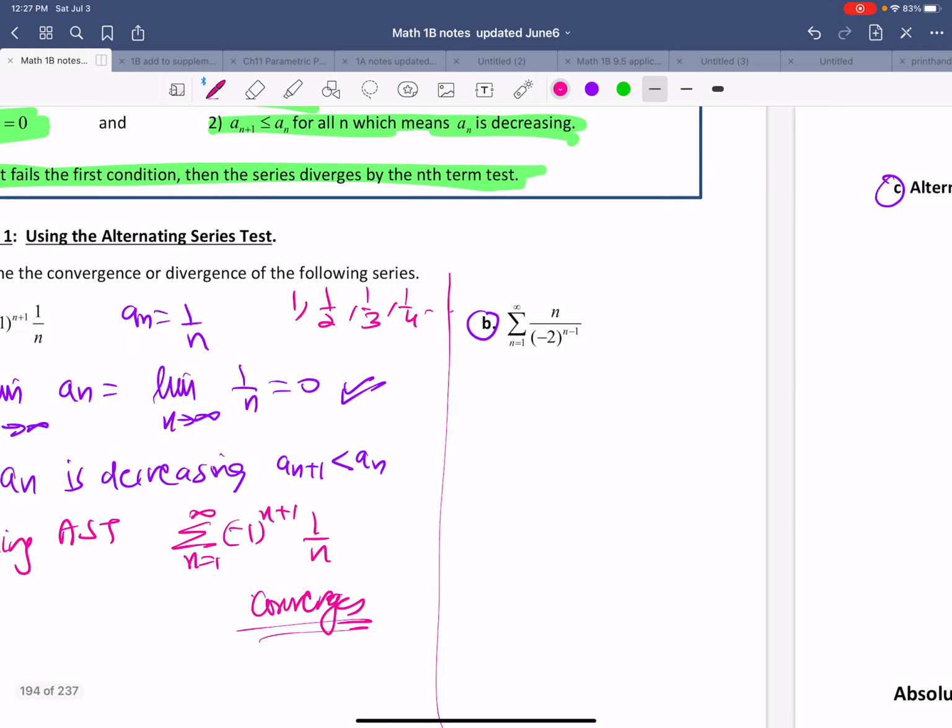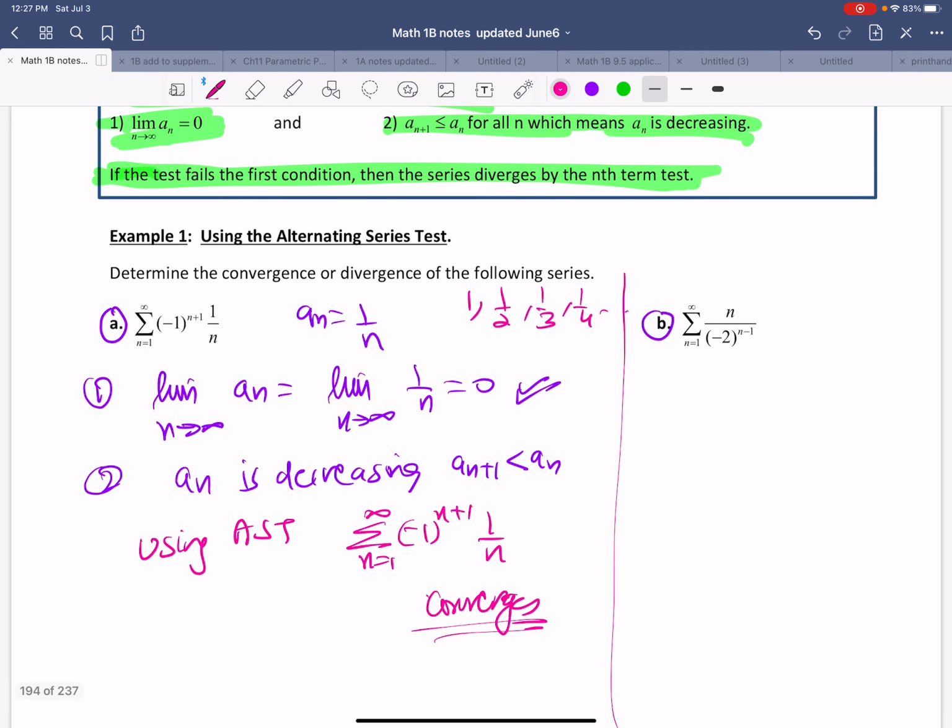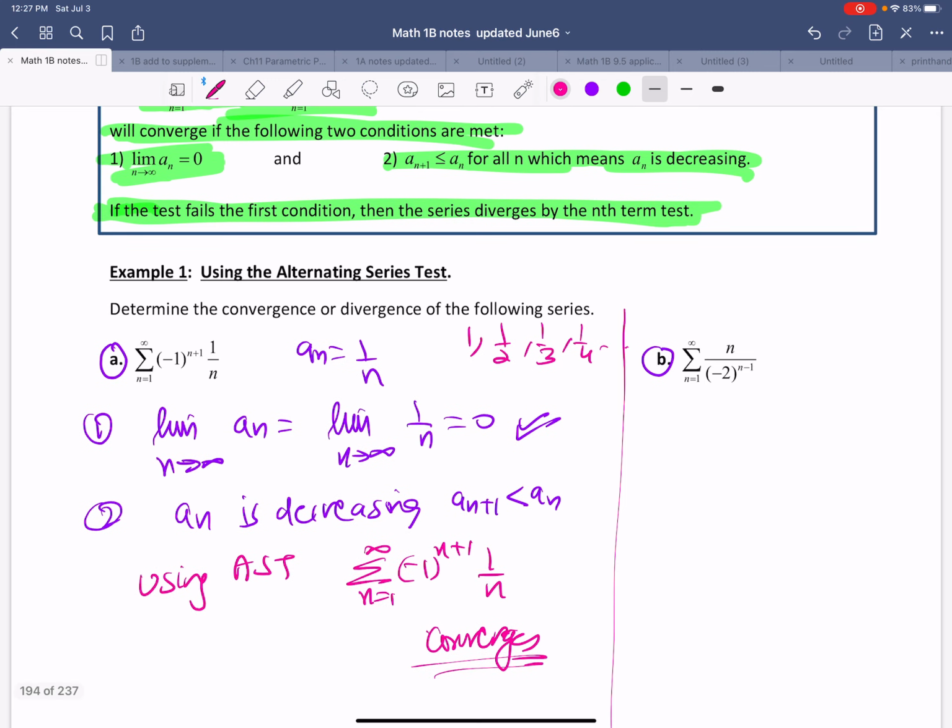This series is not written like an alternating series, so we're going to have to first write it in the alternating series form. So let's go ahead and write the first few terms. When n is 1, my first term would be 1 over negative 2 to the 0 power, since 1 minus 1 is 0. When n is 2, I would have 2 over negative 2 to the power 2 minus 1, which is 1. When n is 3, I would have 3 over negative 2 to the power 3 minus 1, which is 2. When n is 4, that would be negative 2 to the power 3, and so on.